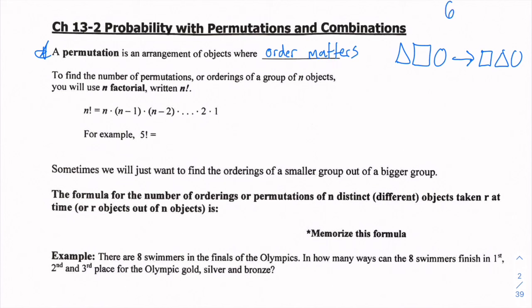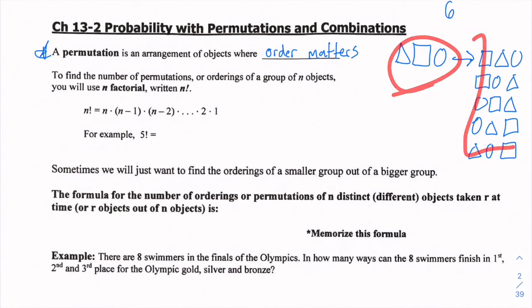I guess I'll just draw it all out. We can go square, circle, triangle. We can go circle, square, triangle, circle, triangle, square, triangle, circle, square. So we have 5 here, and then this is number 6. So how many times can you rearrange an object?